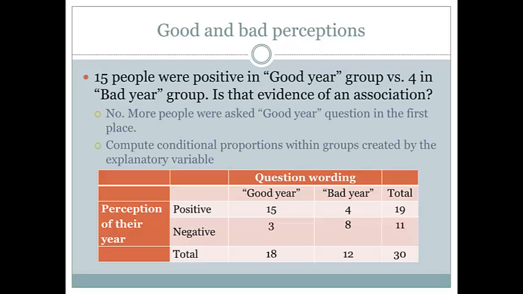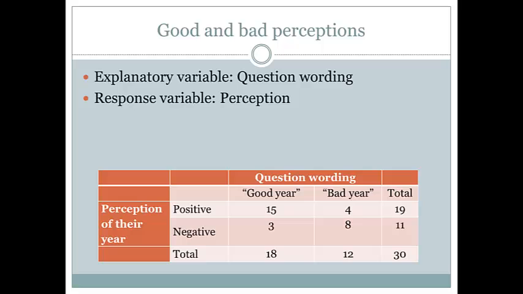Well, we can compare the 15 to the 4, right? No. More people were asked the good year question in the first place, 18, compared to only 12 who were asked the bad year question. So we don't want to compare the counts from this two-way table. We want to compare the conditional proportions. This allows us to control for the fact that the group sizes might be different.